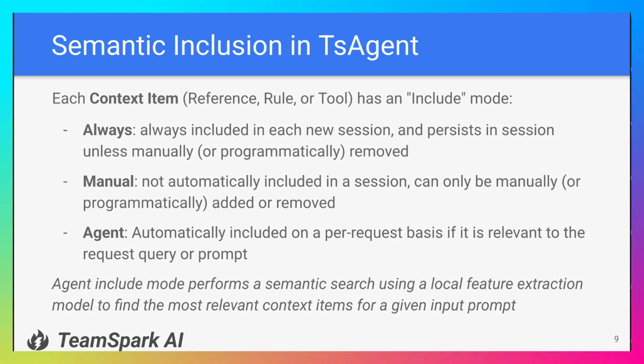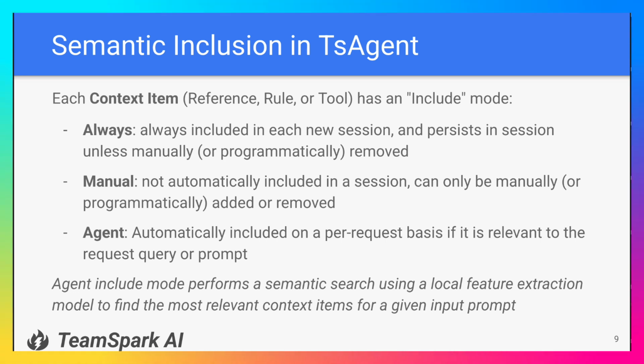There's another setting called manual. These will never be automatically added by the application or by the agent. You can only get these rules, references, or tools if you add them manually yourself to the current context or programmatically. This is typically going to be for things that you're testing, maybe things you want to pull in and out of context to see how that impacts the solution.